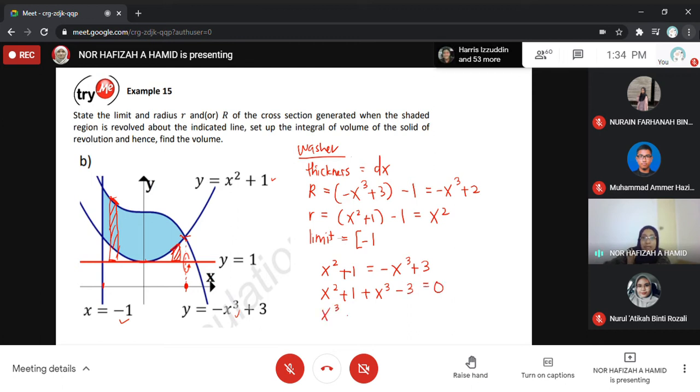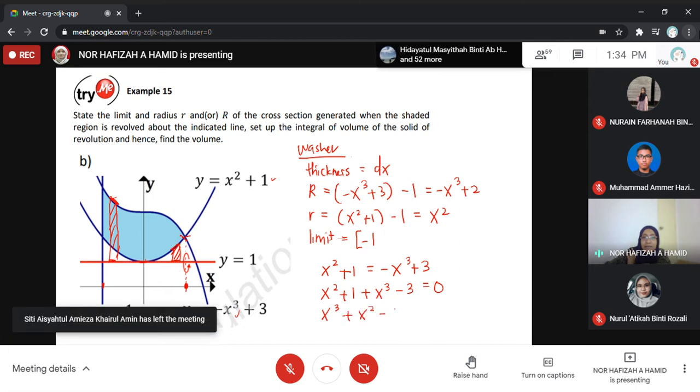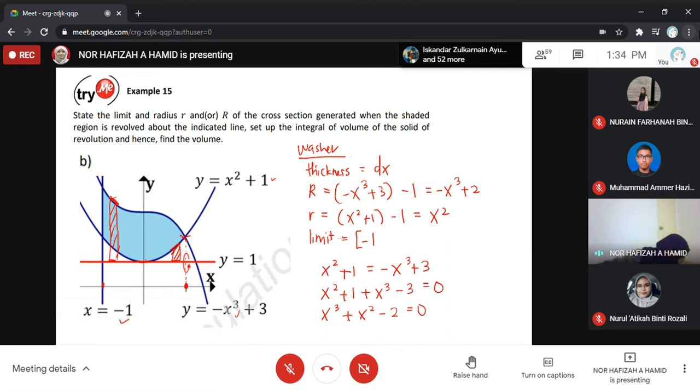For this you can just use a calculator: x cube plus x square minus 2 equal to 0. Then you enter this function into the calculator, and you will get the intersection. You get two values for x, negative 2 and 1. But you look at the position of x here, it is on the positive side of the x axis. So we need to choose 1. So here it is 1. So you know the limits are negative 1 until 1.